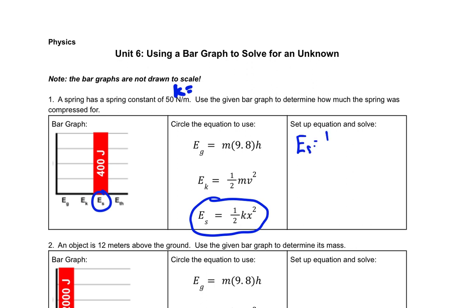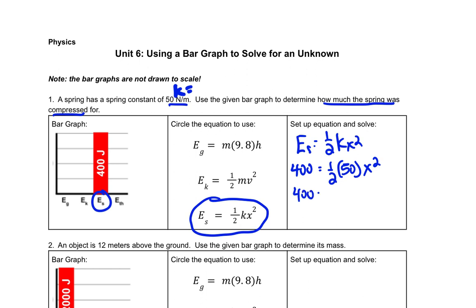And I always like to write the full equation just to lock in that partial credit. And then notice that we're going to replace the ES with the 400 joules of energy. The 1/2 comes down. The K was that 50 that we mentioned earlier. And what we want to figure out is how much the spring was compressed. So that's what that X means in the equation, the stretch or compress, if you remember.